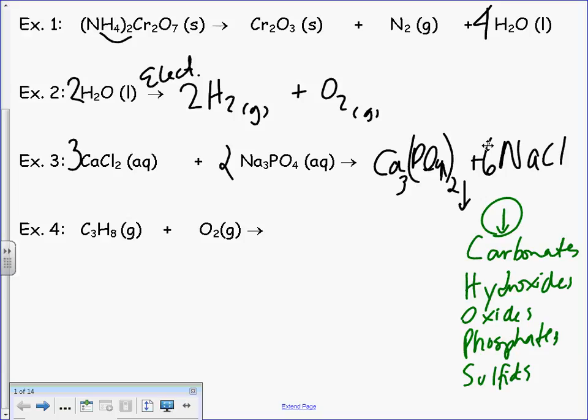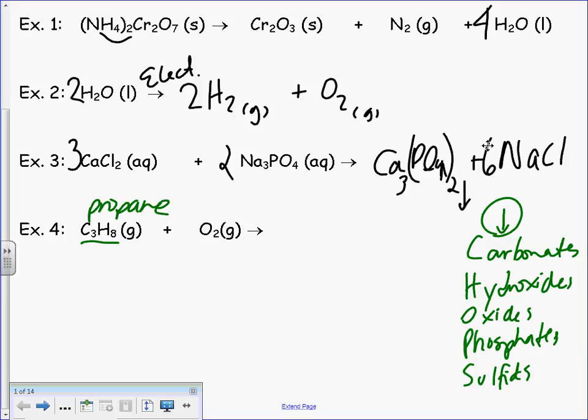Okay, and then what kind of reaction is the last one? Combustion, reaction with oxygen. What is this? Anybody remember that from organic? 3 carbons. Or prefixes, 3 carbons? No? Propanol? Okay, that is propane.